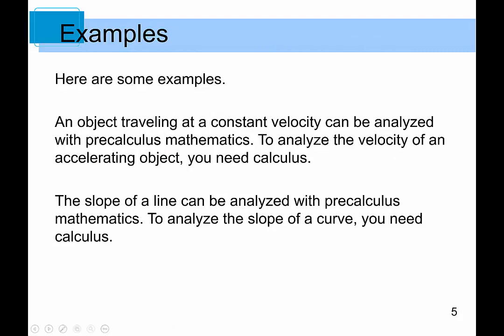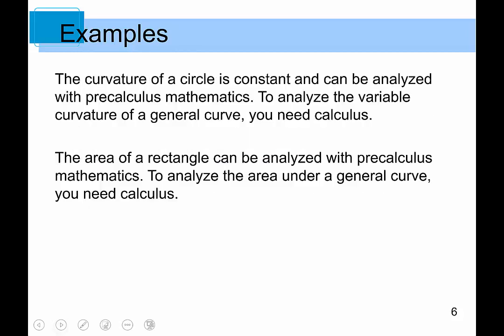First of all, let's take a look at some examples. An object traveling at a constant velocity could be analyzed with precalculus. To analyze the velocity of an accelerating object, you need calculus. The slope of a line could be analyzed using precalculus, but in order to analyze the slope of a curve, you will need calculus. The curvature of a circle is constant and could be analyzed with precalculus. To analyze the variable curvature of a general curve, you need calculus. The area of a rectangle could be analyzed with precalculus, but in order to analyze the area under a general curve, you need calculus.